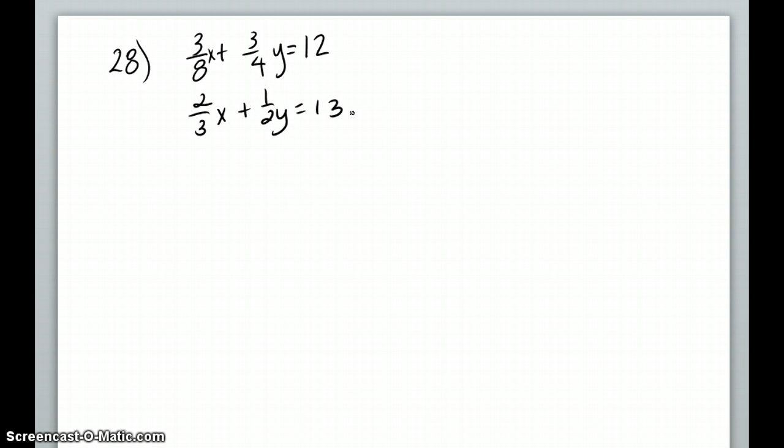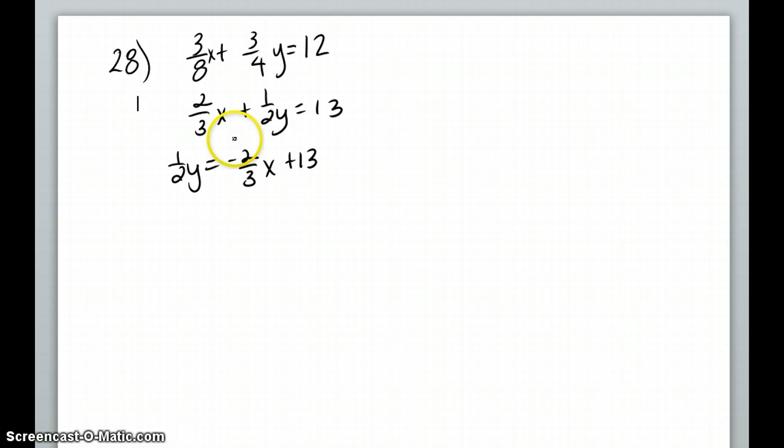So remember, with substitution, you always want to look for a variable that's isolated. If there isn't one, you want to look for a coefficient of 1 or -1. Well, unfortunately, we don't have either one of those cases, so we have to solve for a variable first. I'm just going to go ahead and do the bottom one, because 1/2 is a nice fraction to work with. So I'm going to isolate y, so 1/2 y equals -2/3 x plus 13.